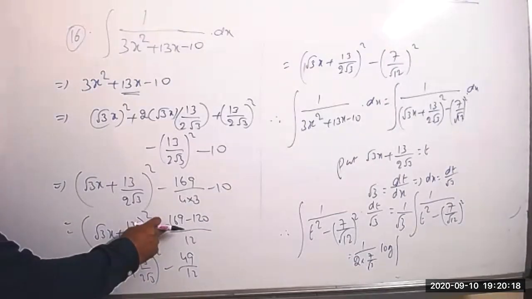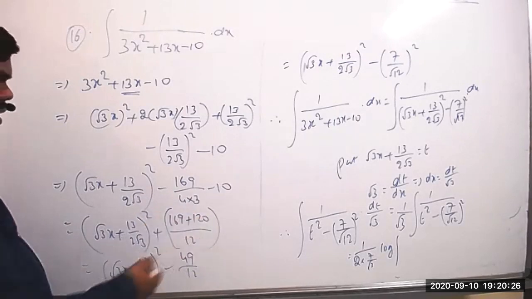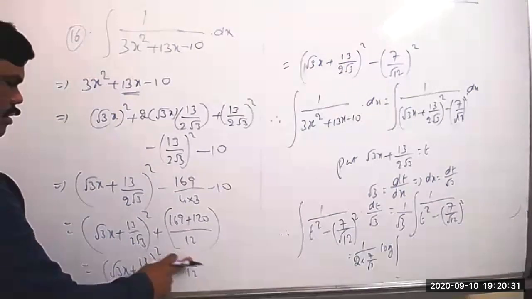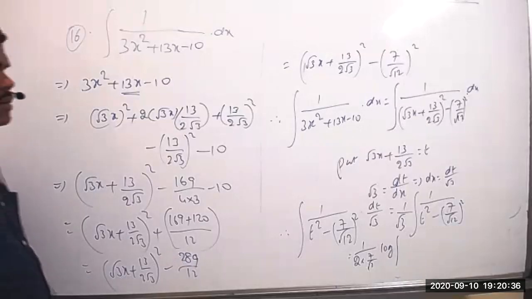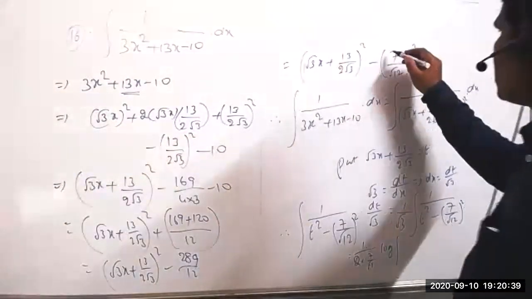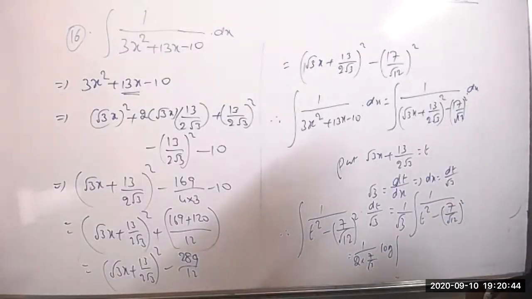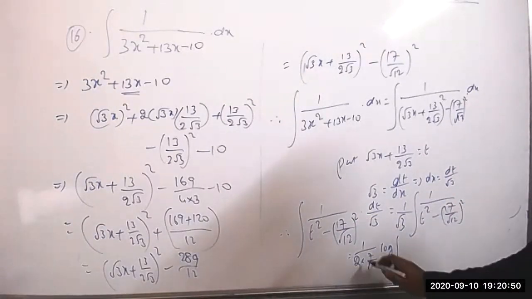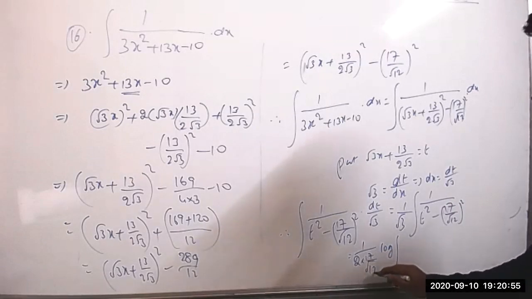That means it will compulsorily get a negative value, because it is minus of. If we take the bracket, you'll get positive, meaning 289 by 12. 289 means 17 square. In place of 7 we get 17, 17 square. Here also 17 square. It's fine now. This is 17 by root 12.